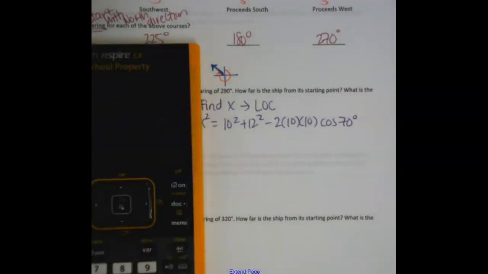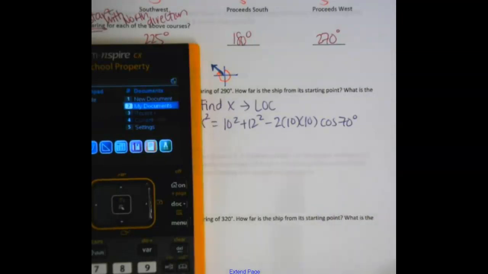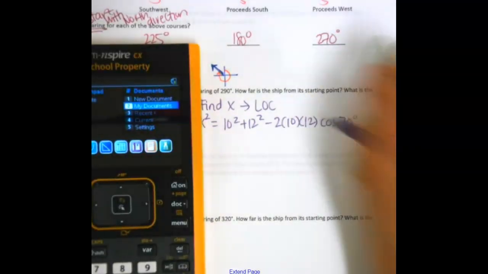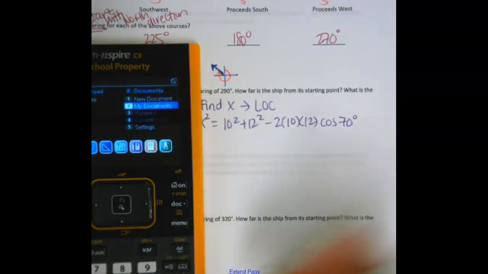Quick question. Can I just plug all of this into my calculator? Yes or no? Yes, it should be a 12. Thank you. Let's try that again. Can I plug in all of this in my calculator? Yes or no? Yes. Edgar's nodding his head. Yes, we can do that.